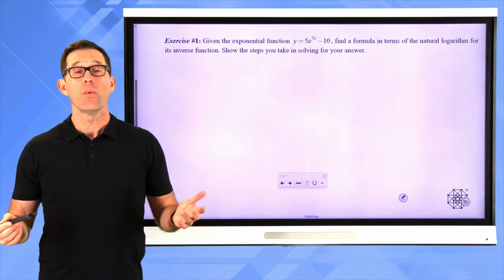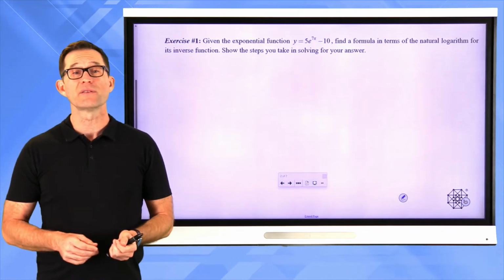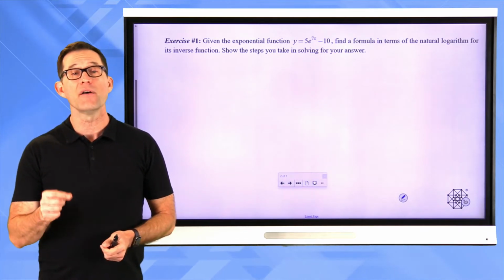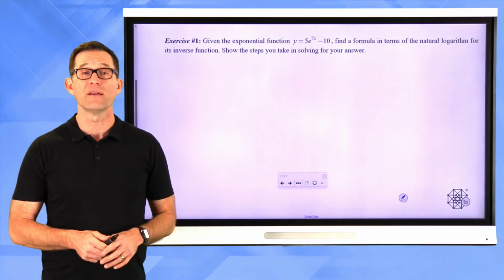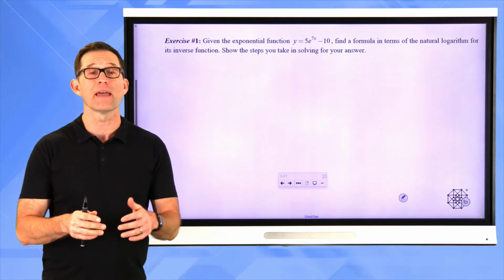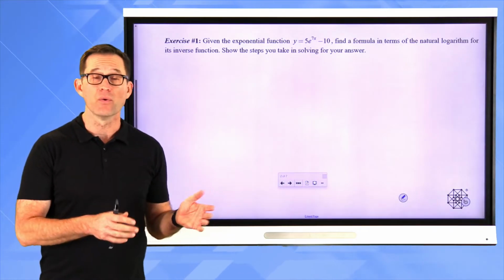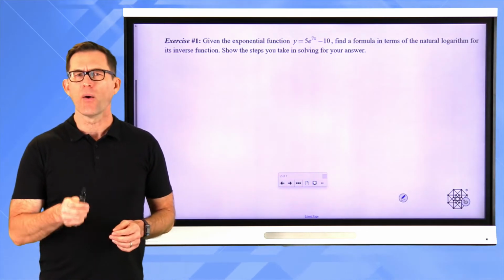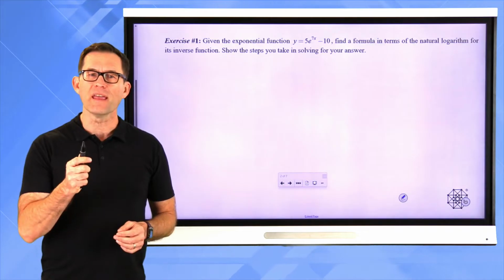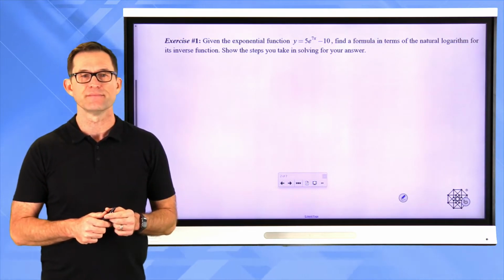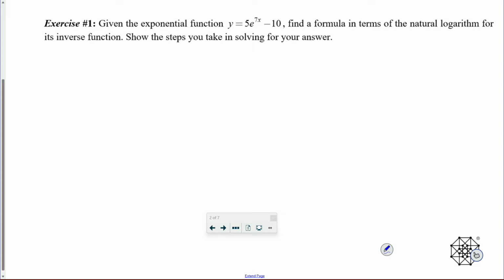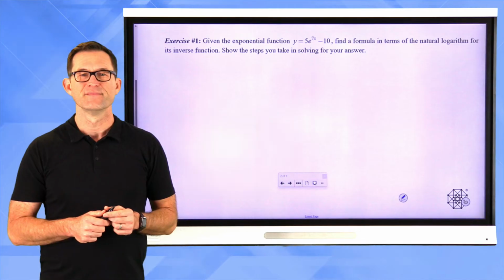All right, well, a few lessons ago we looked at how to find the inverse of an exponential function. The only difference then was that we didn't have the number e as a base. Here we do. So, pause the video now and see if you can figure out what the inverse of this particular exponential function is. All right, here we go.